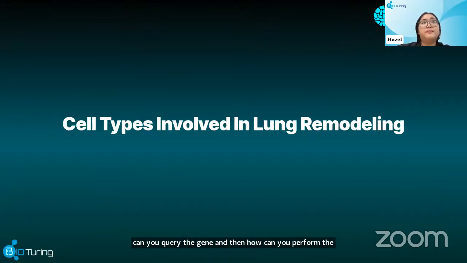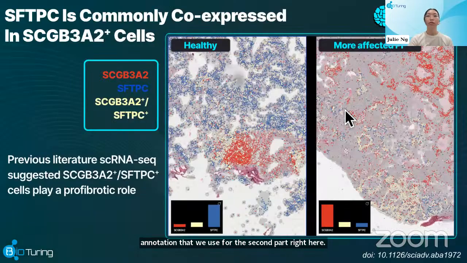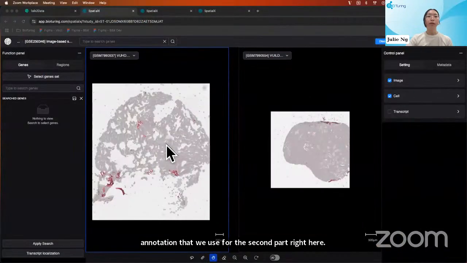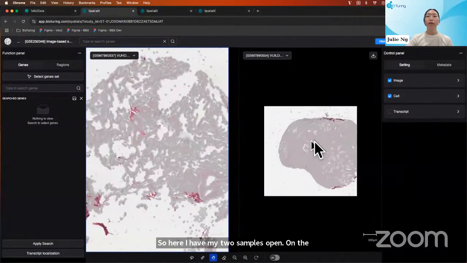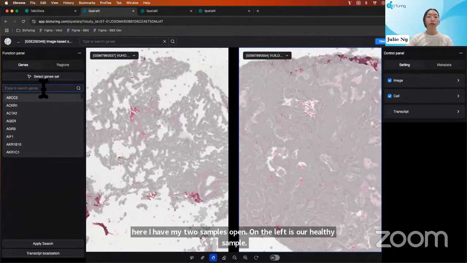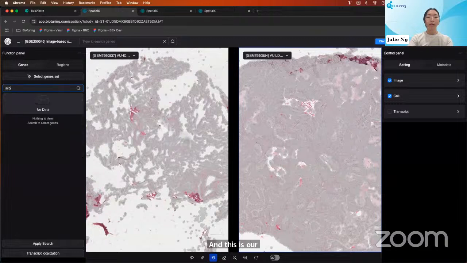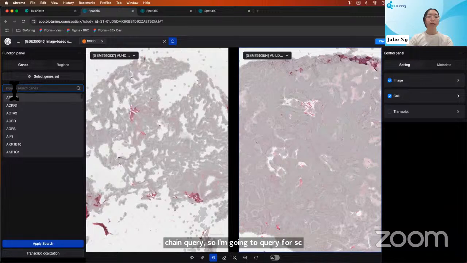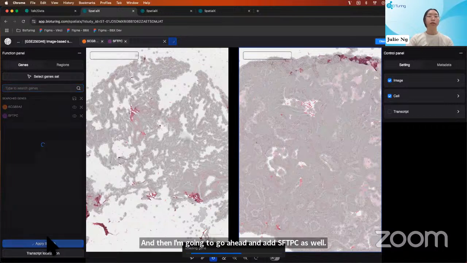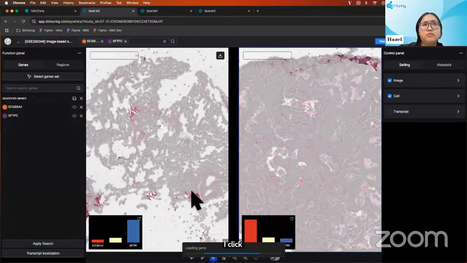Oh, sure. So if I go back to the gene query, here I have my two samples open. On the left is our healthy sample. On the right is our more affected sample. And this is our gene query. So I'm going to query for SCGB3A2, and then I'm going to go ahead and add SFTPC as well. I click apply search. Good.